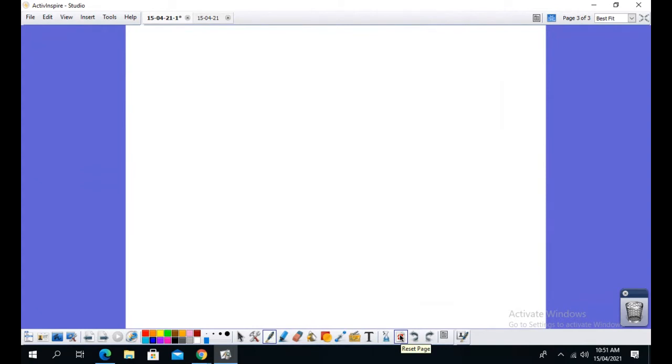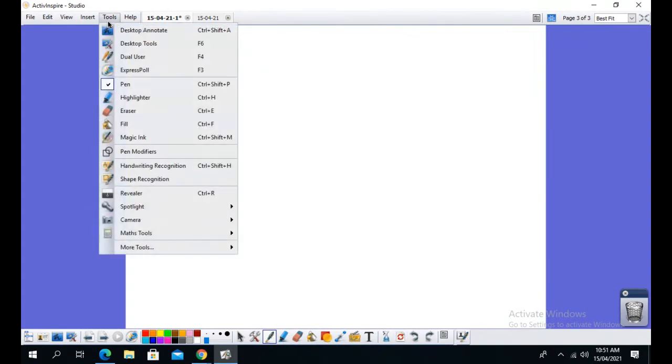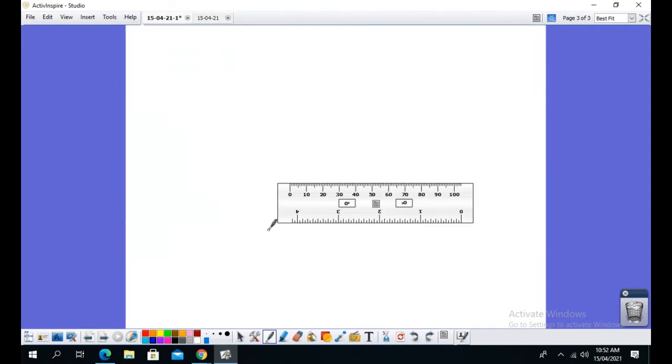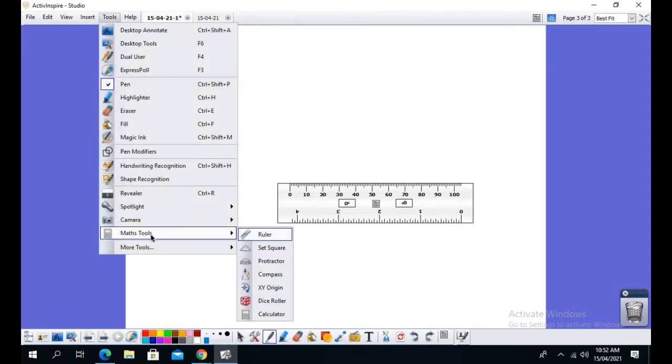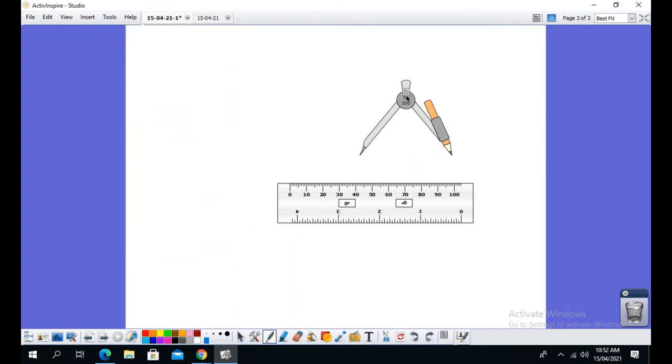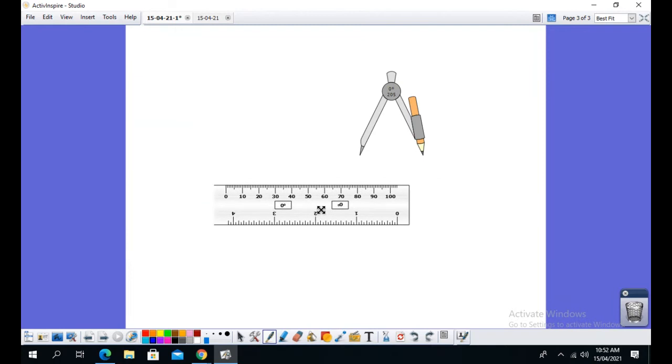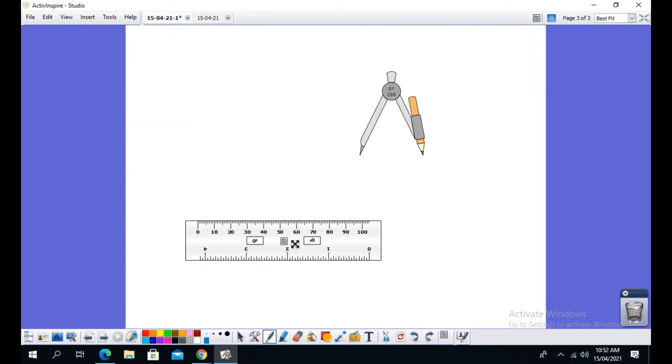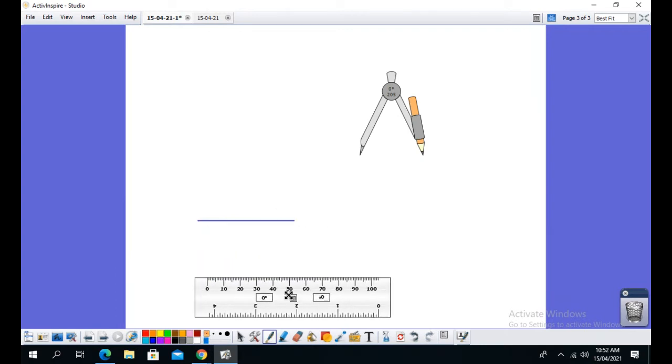First of all, we have to open compass and scale. Okay, this is our compass and this is our scale. First of all, we have to draw a line of any length. Then with the help of angle of 60 degree, 30 degree and 45 degree, I construct here angle of 60, 30 and 45 degree.